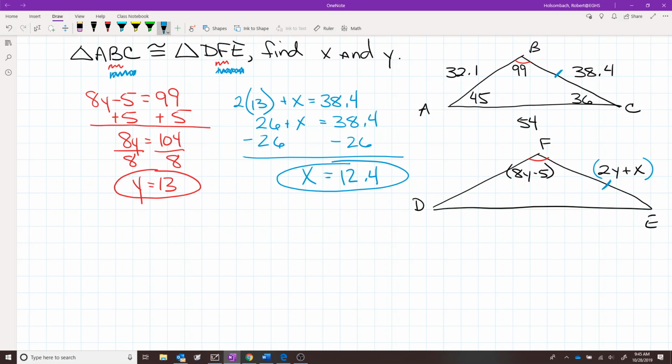And mark up your paper if you've got highlighters and you're using them. Mark which angles are congruent in one color. Mark which sides are congruent in another color. And it'll prevent you from making mistakes when you're solving these problems for the side lengths and angle measures.